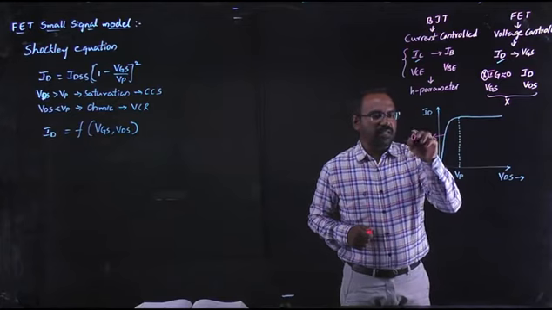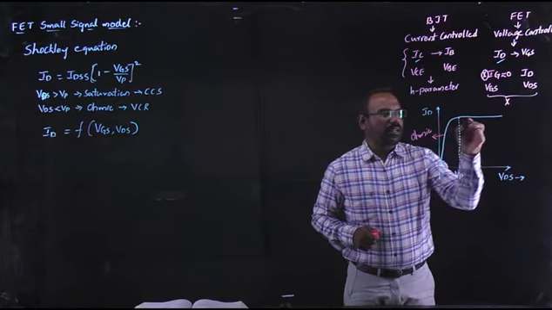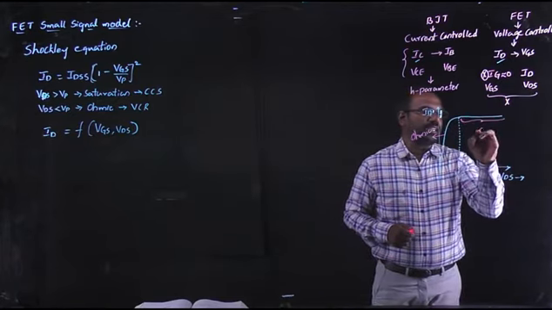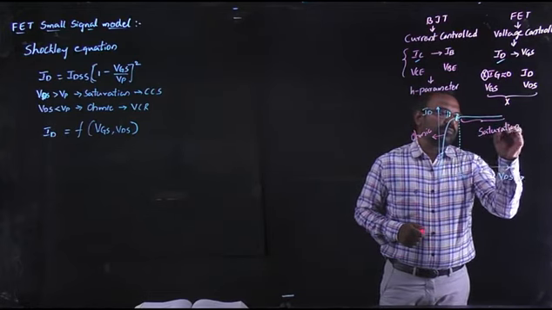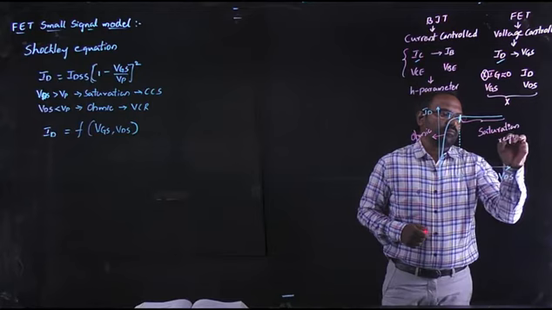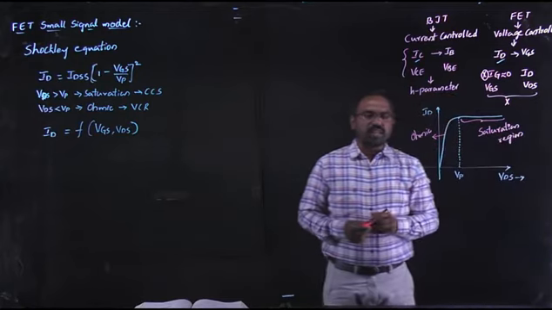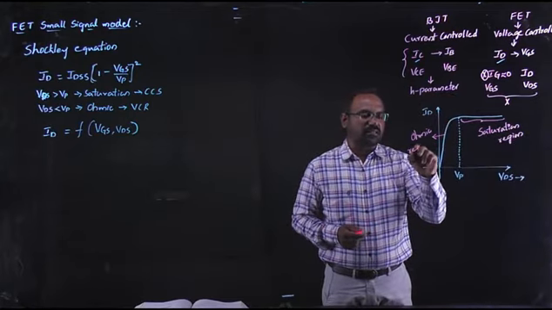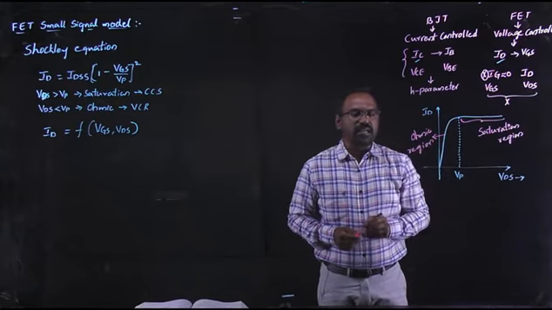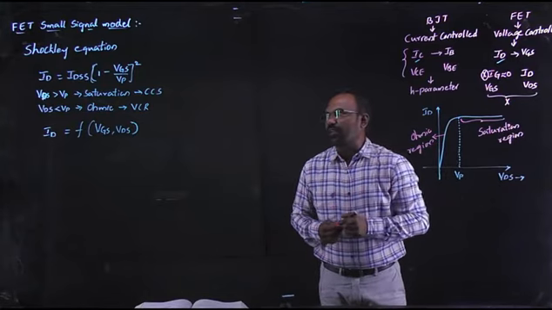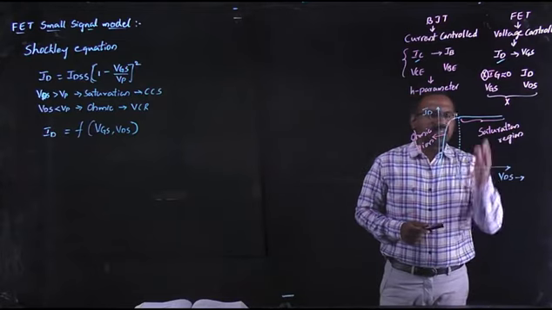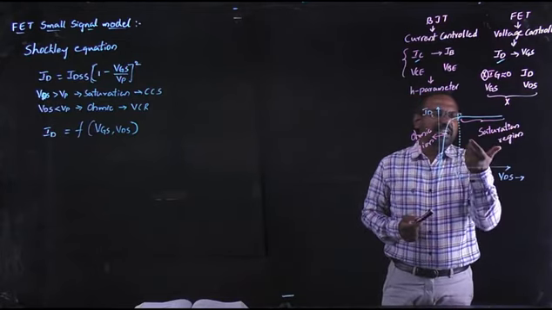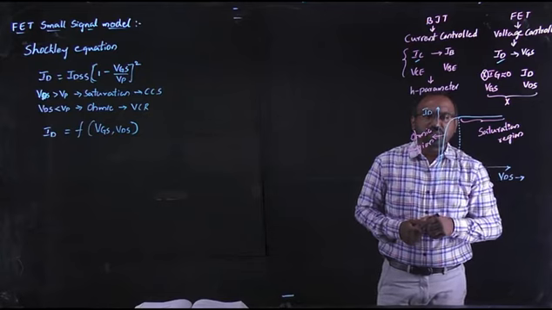Here this region is the ohmic region and this region is the saturation region. So these are the two regions of operation of the transistor. In this ohmic region, it is going to work like a VCR, voltage controlled resistor. And in the saturation region, it is working like a constant current source.